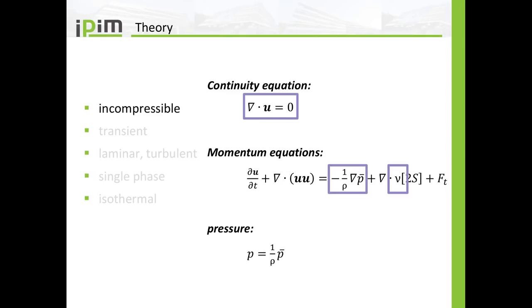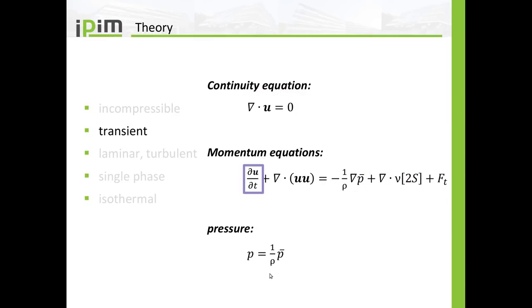Now, regarding the equations that are being solved, incompressibility means that the continuity equation reduces to this simple equation where the divergence of the velocity is zero. In the momentum equations you can divide by the constant density, and what you end up with is this pressure gradient term divided by the density, and in the diffusion term you have the kinematic viscosity instead of the dynamic viscosity. And also in this solver, the value P is not the pressure in Pascal, but is the pressure divided by density.